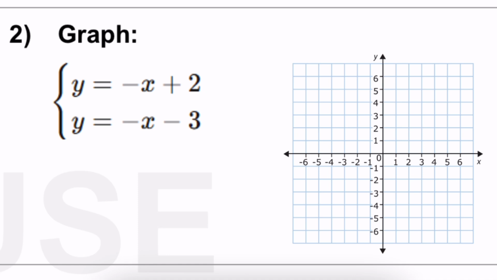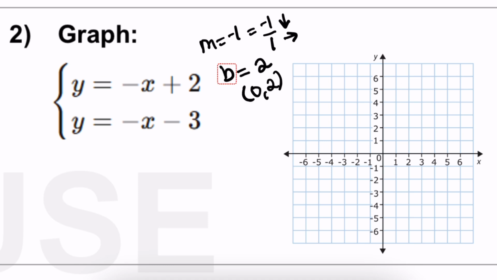For question 2, graph y equals negative x plus 2 and y equals negative x minus 3. For the first question, my slope is negative 1, or I can say negative 1 over 1, which means go down 1 to the right 1, and then my y-intercept is 2, or 0, 2. So I graphed the y-intercept first at 0, 2, and then my slope says go down 1 to the right 1, down to the right, and I just keep going down and to the right.